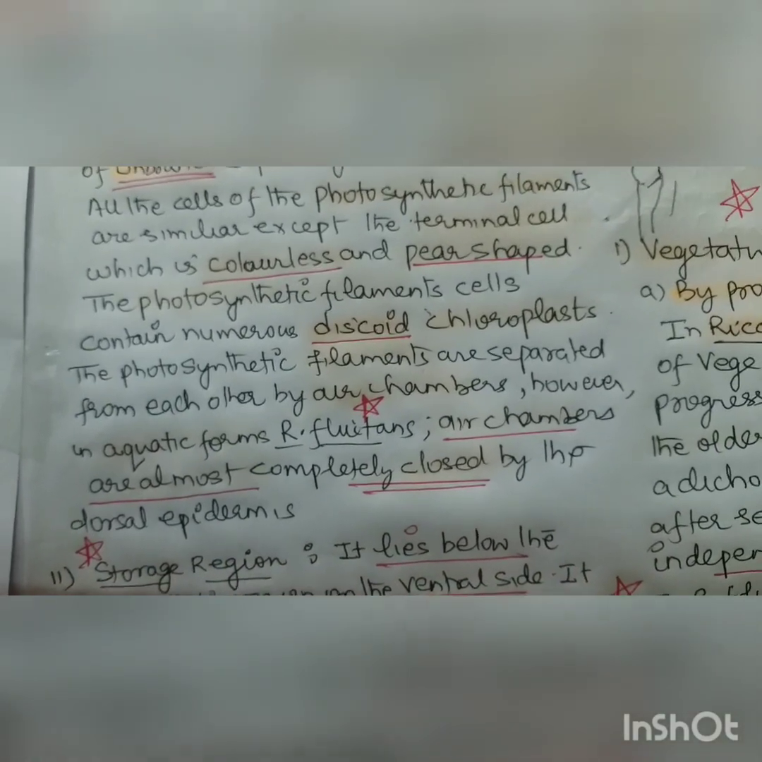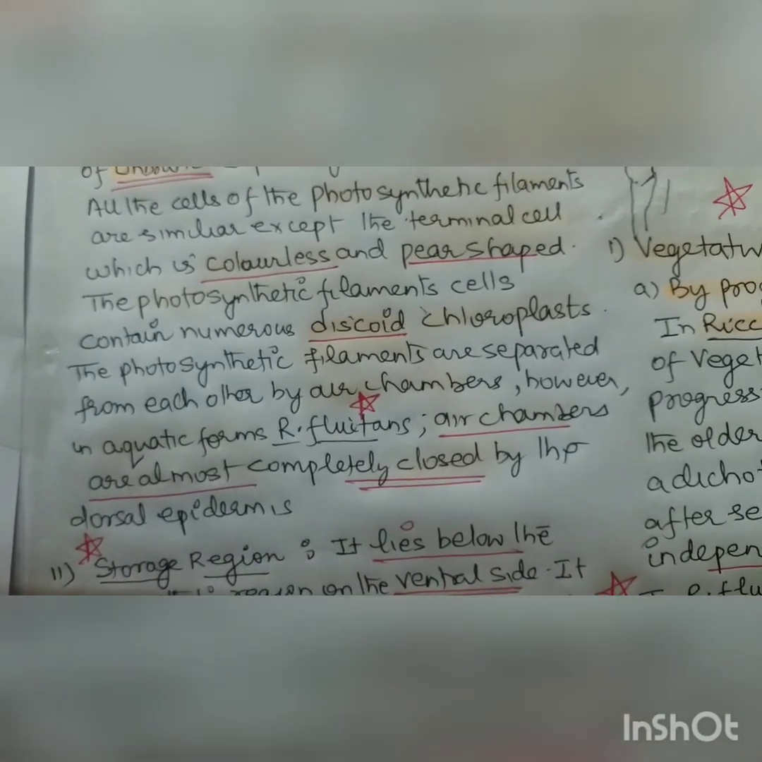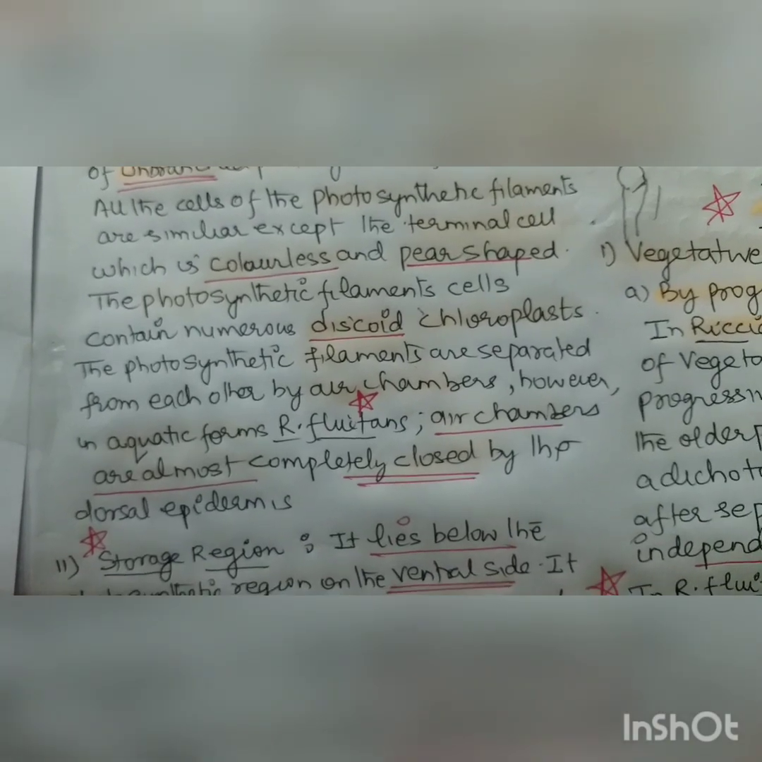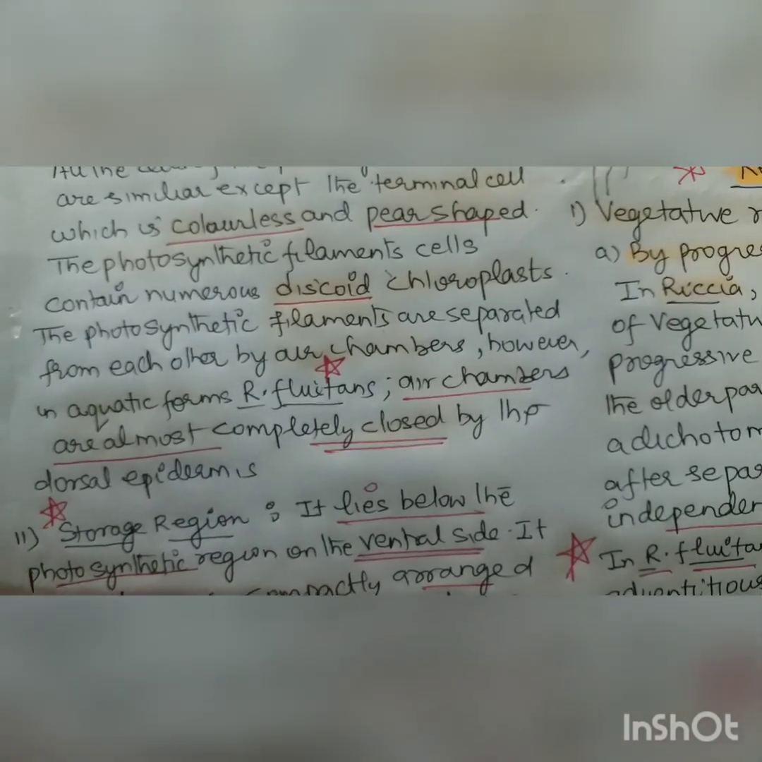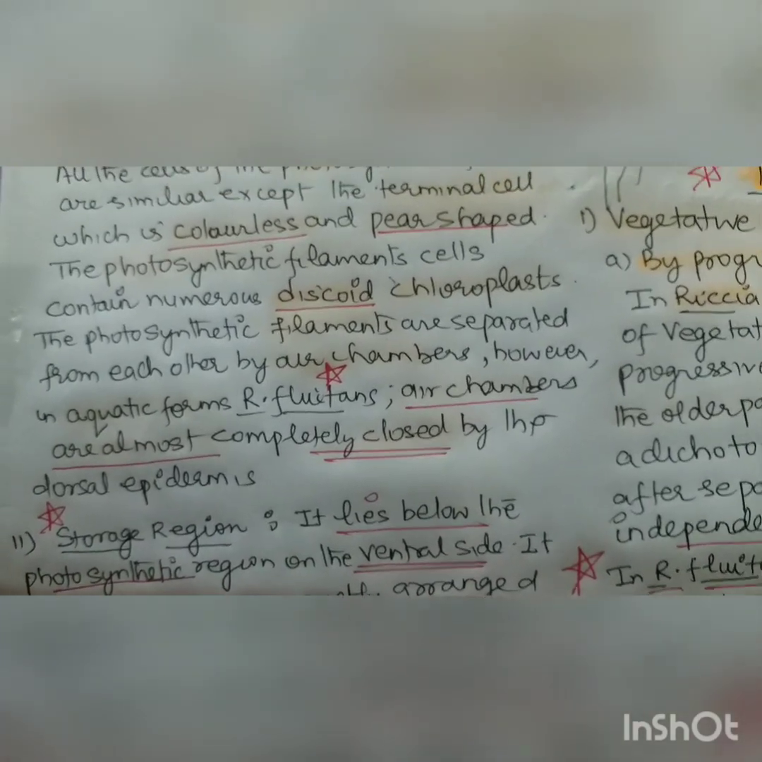However, in aquatic forms like Riccia fluitans, air chambers are almost completely closed. So Riccia fluitans first is aquatic, second, they lack scales and rhizoids, and third, the air chambers are closed.